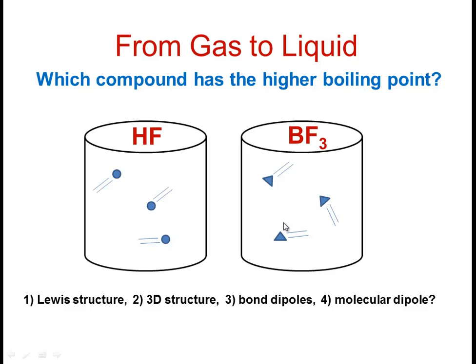Let me see if I can get my pen to draw here. Hydrogen fluoride, the Lewis structure is pretty straightforward, right? And fluorine has 3 lone pairs. Over here, boron. Now boron only has 3 valence electrons, so it's going to bond to each of those 3 fluorines with no lone pairs at all. And the fluorines all have 3 lone pairs.